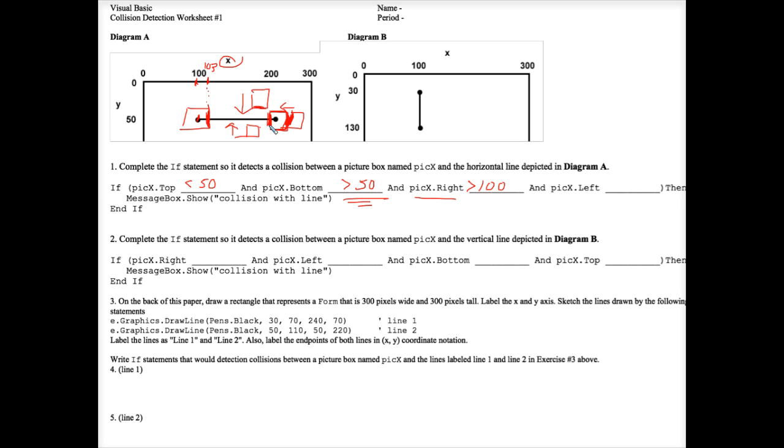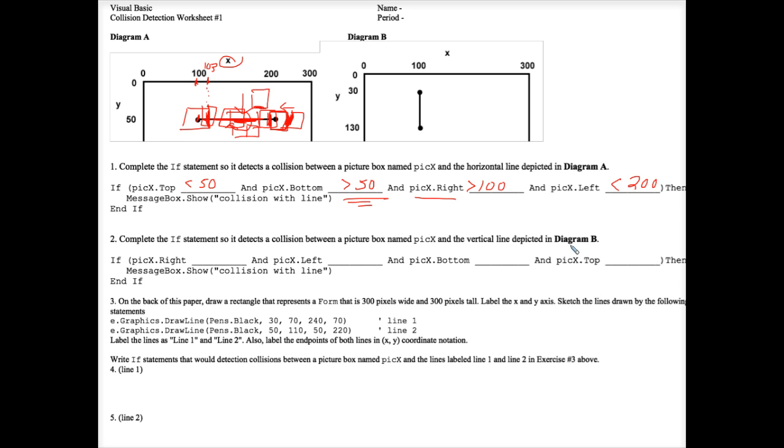Elvis! It would be less than 200. Less than 200 is correct. The left edge, I fill in here, would be less than 200 at that moment of impact. So there you have it. Those are the four inequality expressions that you need to fill in with this if, and statement that would determine whether or not a picture box has collided in any way, shape, or form from any direction with this line segment, the horizontal line segment that we drew in this first diagram.